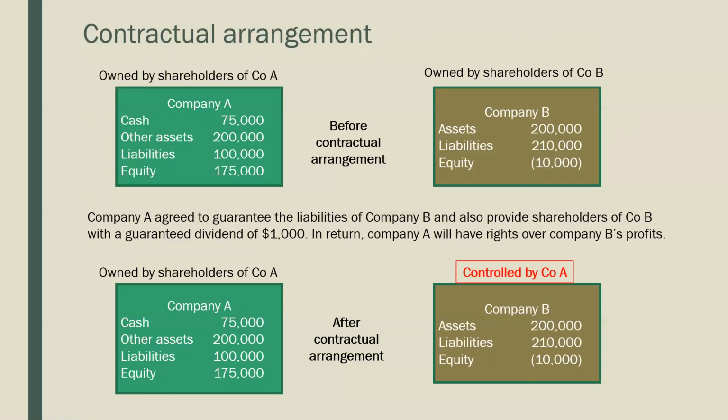And then to the shareholders of company B, company A says, we'll give you a guaranteed dividend, but any sort of variable returns in future, the profits of company B in future will now belong to company A. So that is a situation where there is obtaining of control by company A over company B through a contractual arrangement.